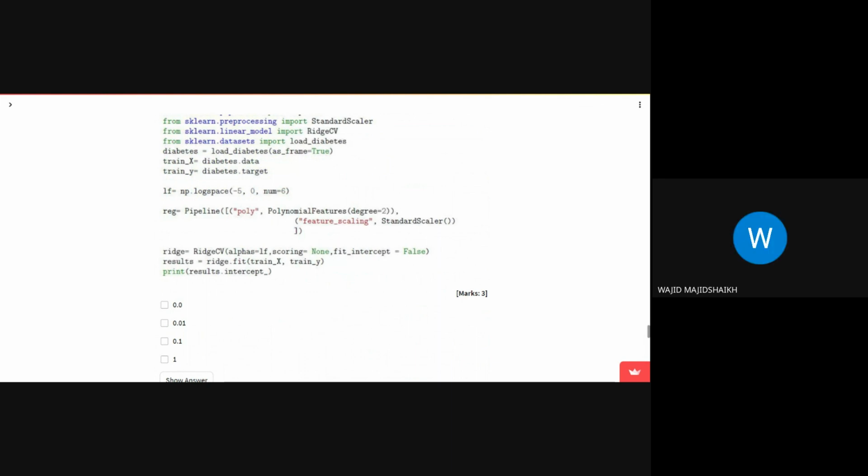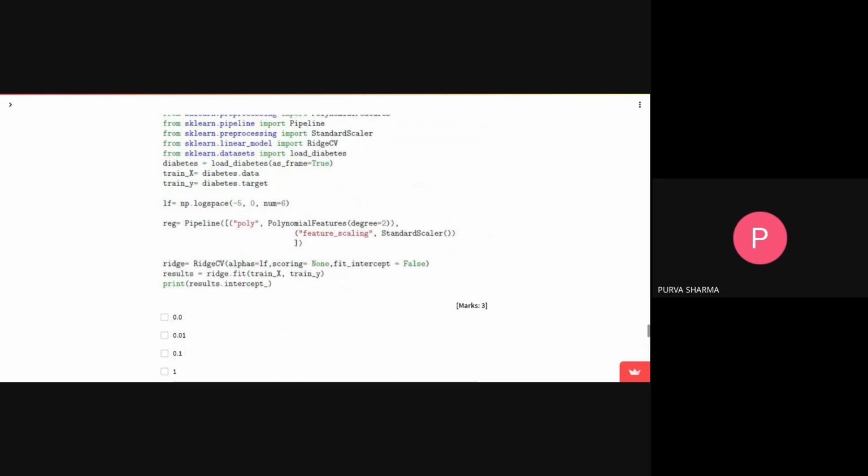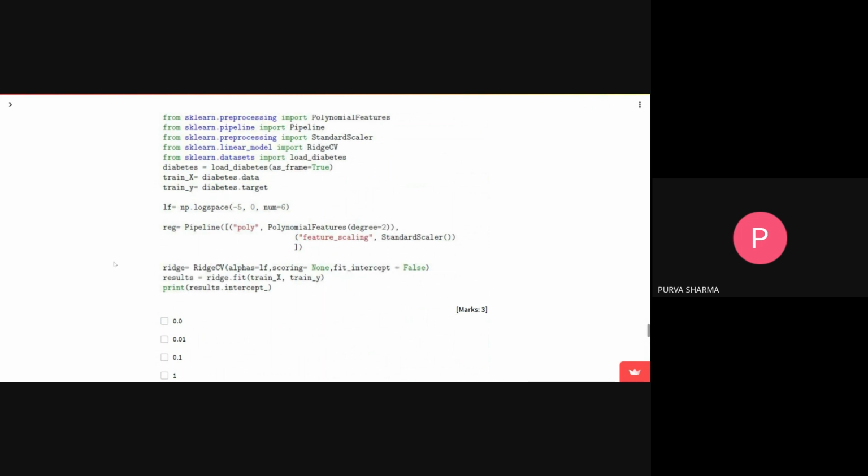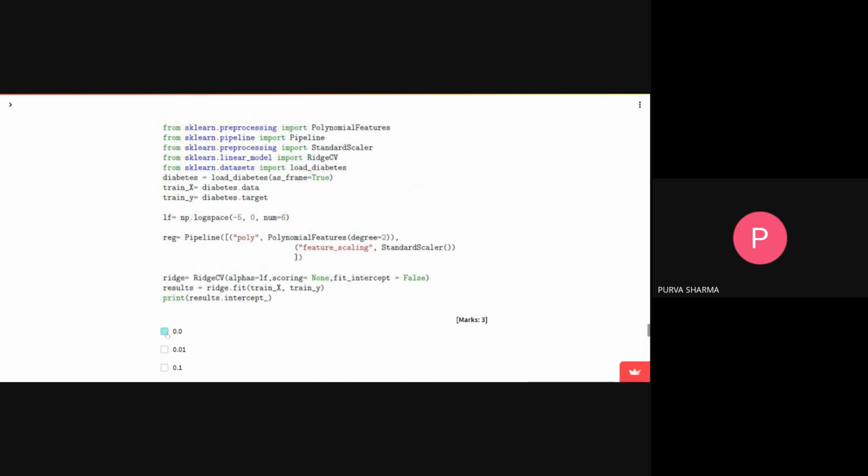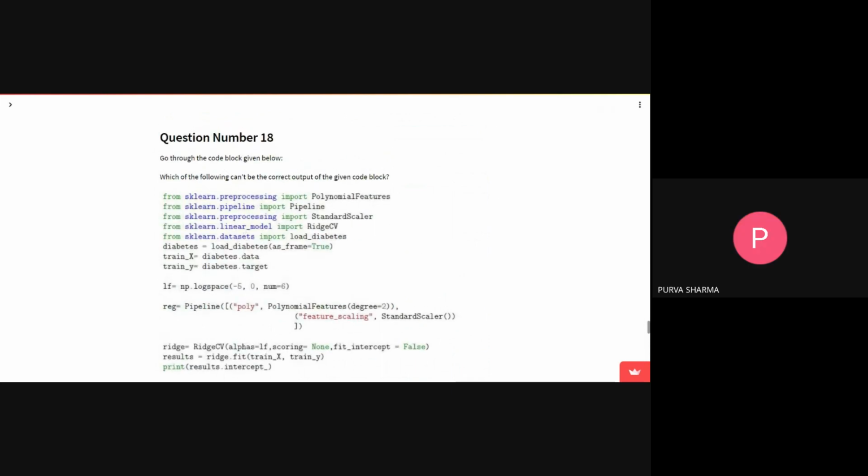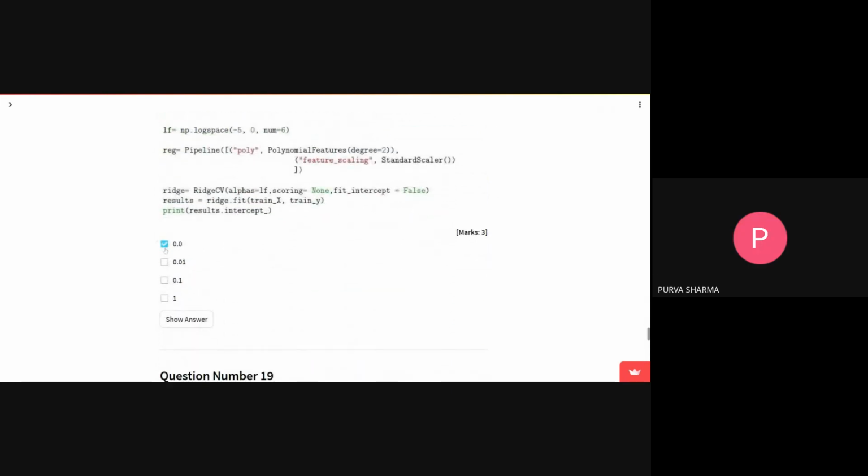It's 0. Everyone agrees because fit intercept is set to false here. You're not fitting the intercept, so the intercept value will be 0. Which of the following can't be the correct output? Okay, yeah, so except for 0, the other 3 will be the answer. So yeah, 2, 3, and 4.